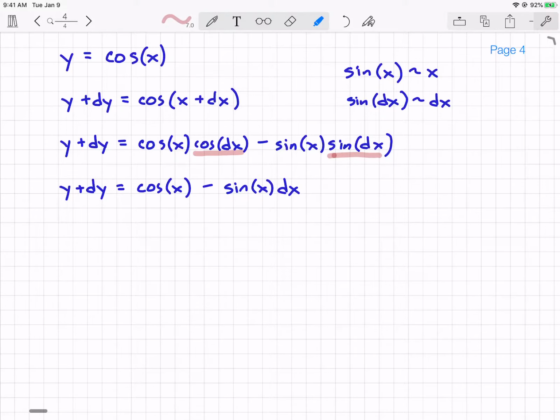I notice that I've got y and cosine of x on both sides. Those are the same, so I end up with dy equals negative sine of x times dx. Divide by the dx. I get dy over dx equals negative sine of x, which is what I expected.